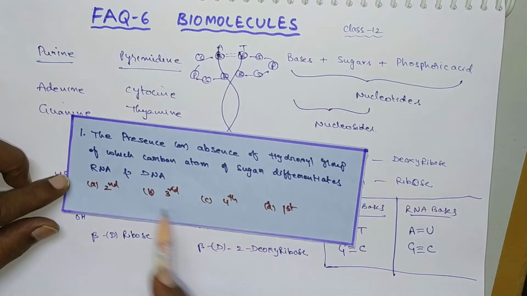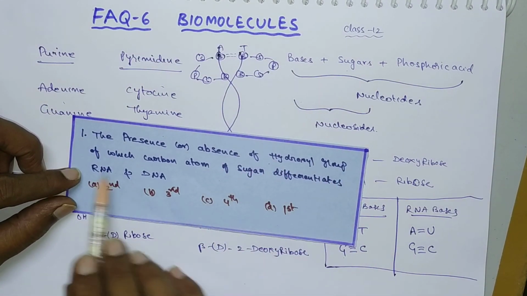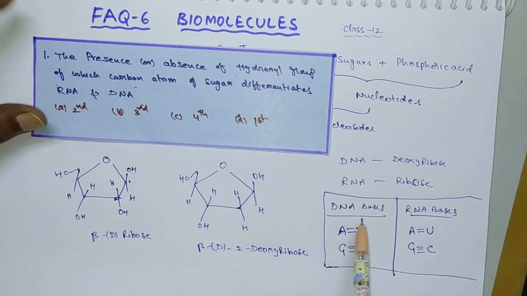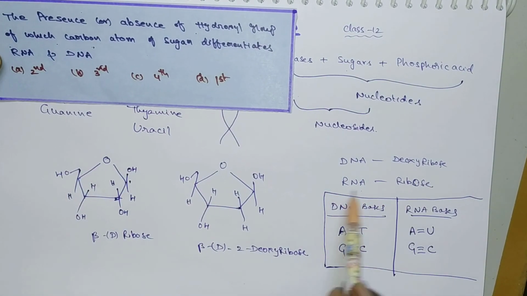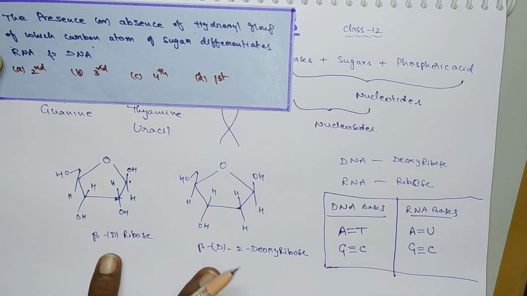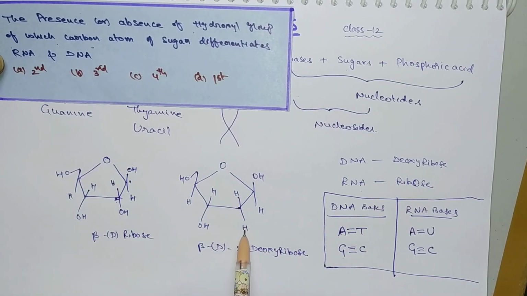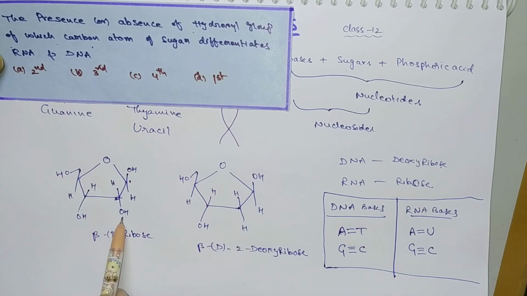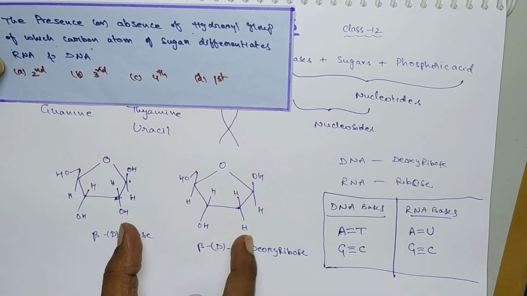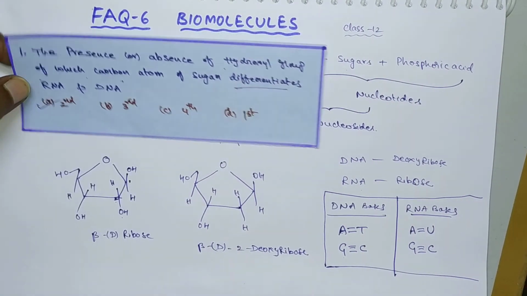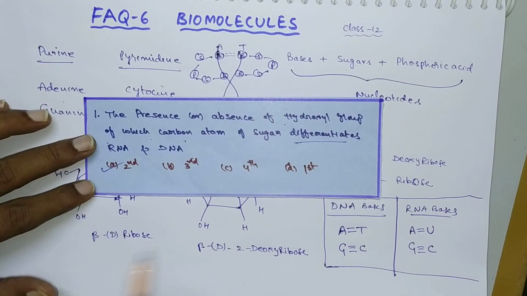The first question: the presence or absence of a hydroxyl group at which carbon atom of the sugar differentiates RNA and DNA? In case of DNA, it is deoxyribose; in case of RNA, it is ribose. So what is the difference between these two sugars? At the second carbon there are 2 hydrogens here, and here there is 1 hydrogen and 1 OH. So the difference is only at the second carbon. So the option will be A.